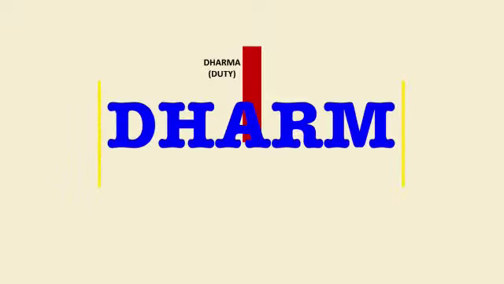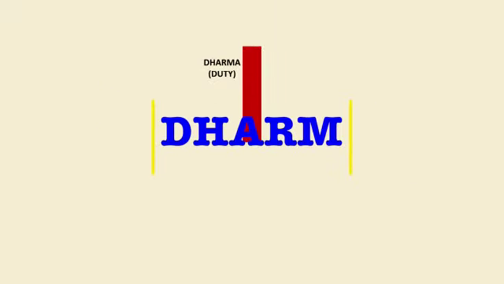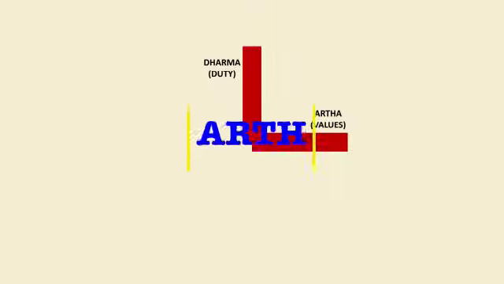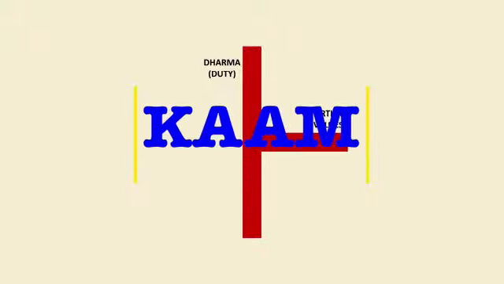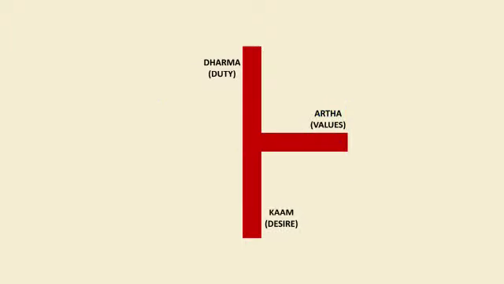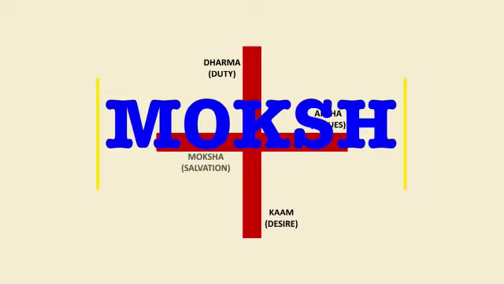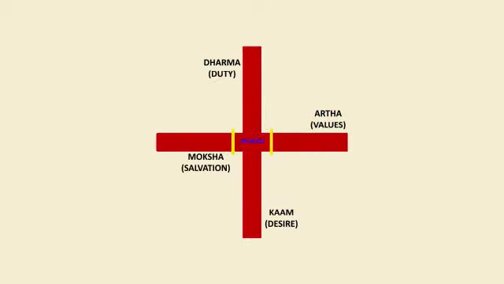The first arm is from top to center and denotes dharma, or the duties instilled by eternal consciousness. The second arm is from the right to center and denotes arth, or values or earnings. The third arm is bottom to center and denotes kam, or desires. And the fourth arm is left to center and it denotes moksha, or liberation due to fulfillment.